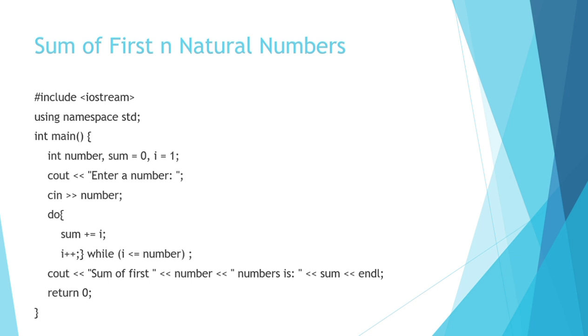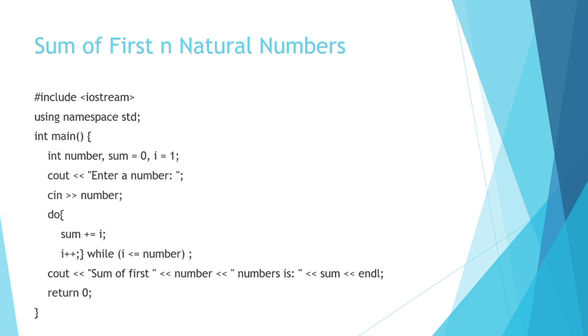Subsequent iterations: the loop checks the condition i is less than or equal to number. If it is true, the block executes again, adding the current value of i to sum and incrementing i. This process continues until i exceeds number. Termination: when i becomes greater than number, the condition i <= number evaluates to false, and the loop terminates. After the first iteration, i will be incremented, and the next iteration will add 2 to sum, making the sum equal to 3, and so on.